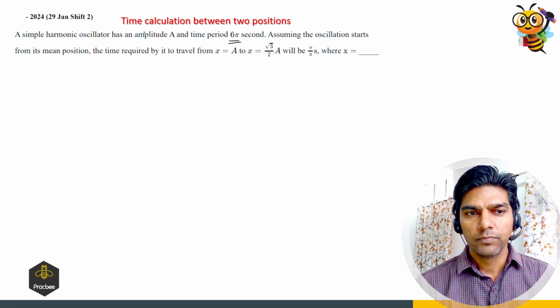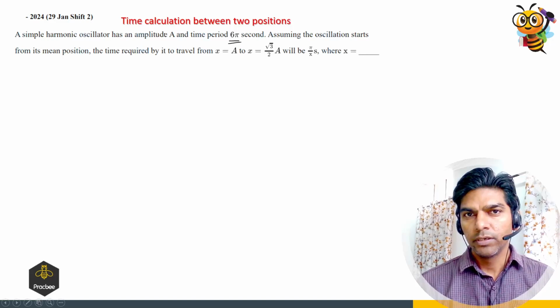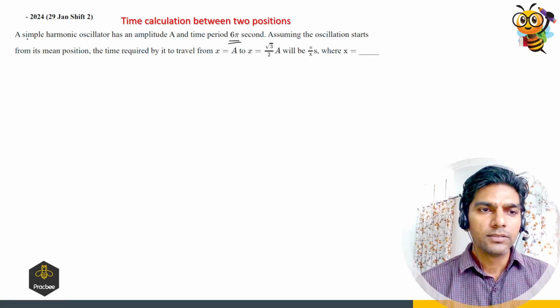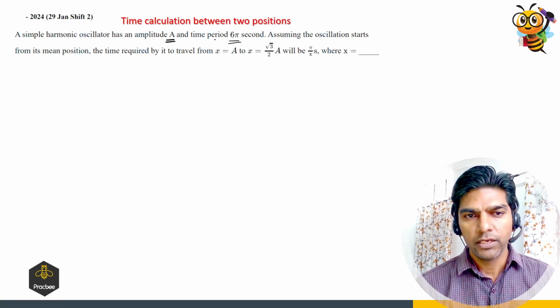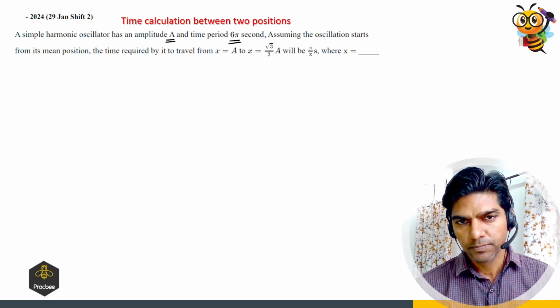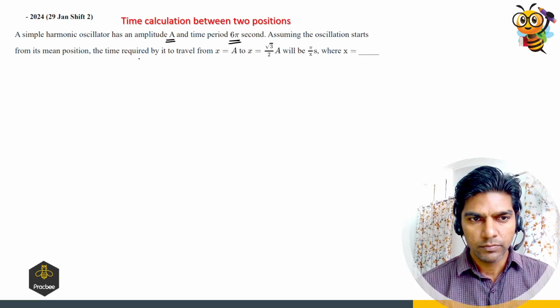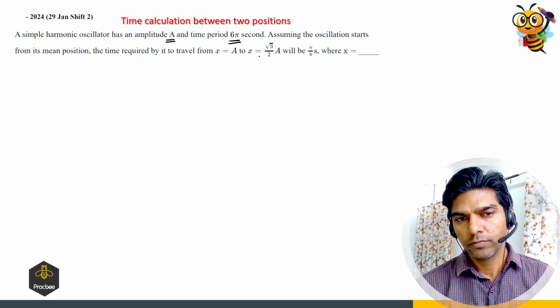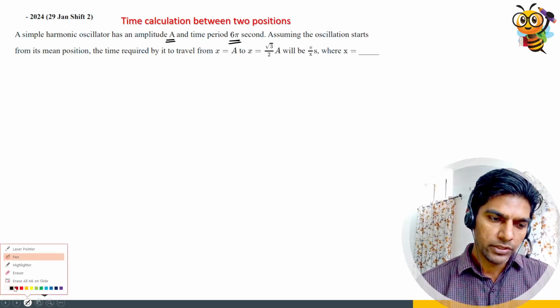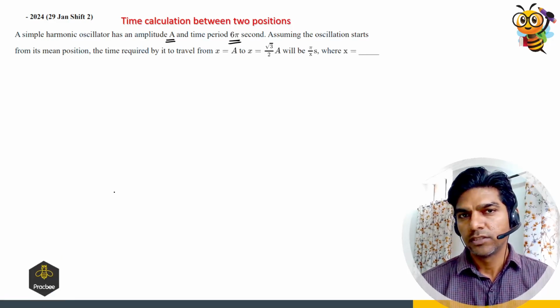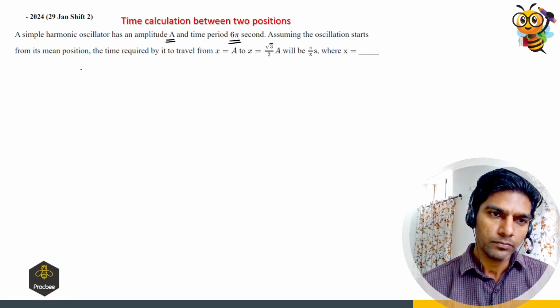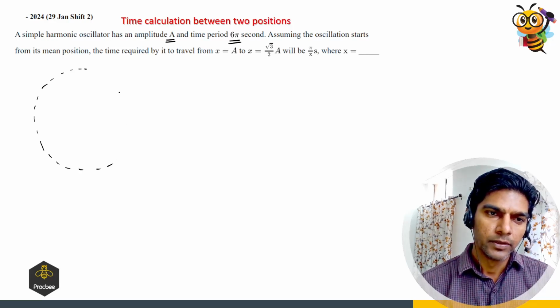So let us see the next question. It is based on the problem type where we have to find the time interval between two positions. A simple harmonic oscillator has an amplitude A and the time period is 6 pi seconds. Assuming the oscillator starts from the mean position, the time required by it to travel from x = a to x = root 3 by 2 a will be. Okay, let me just tell you the trick of how we can do this by using the concept of the projection of a particle having uniform circular motion. Let us try to do this by that particular technique.